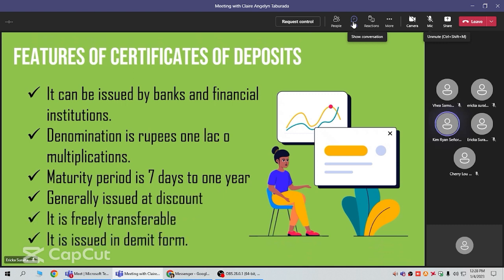The features of certificates of deposits: it can be issued by banks and financial institutions. Denomination is rupees 1 lakh or multiples. Maturity period is 7 days to 1 year, and it is generally issued at a discount. It is freely transferable and it is issued in demat form.